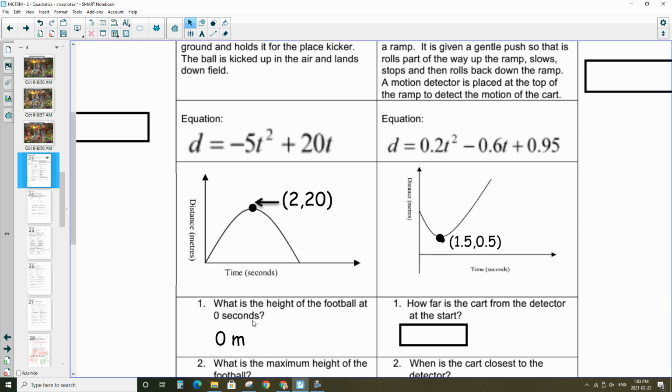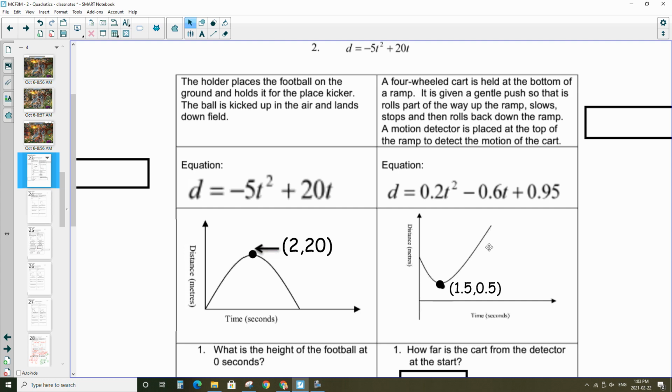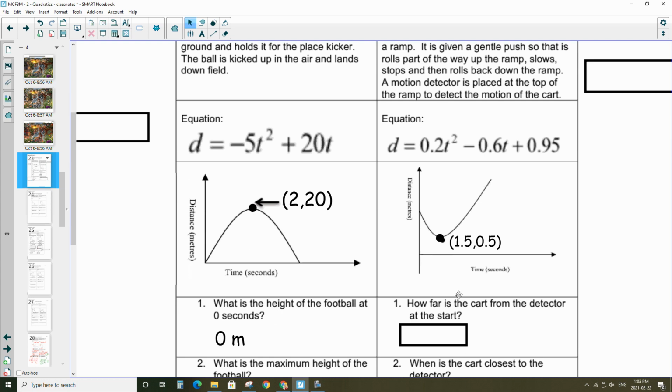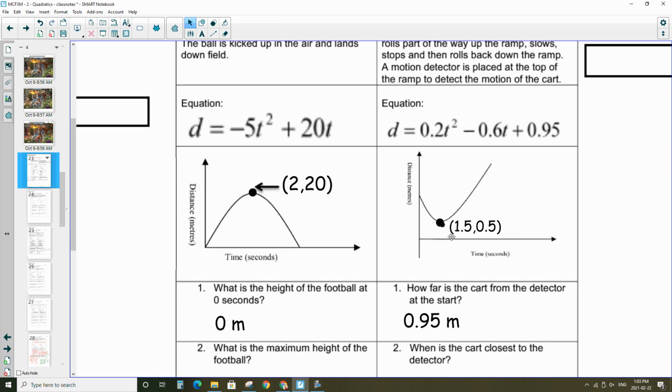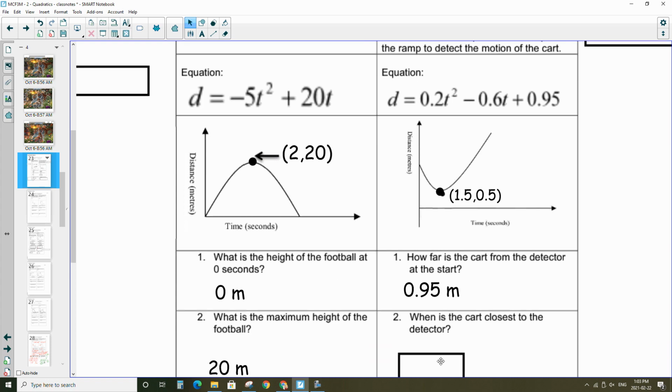Second column, so this is the cart question. How far is the cart from the detector at the start? So at the start, at time 0, what is this distance here? And we said that was the y-intercept, so 0.95 meters. When is the cart closest to the detector? So the detector is down here, so it's the closest after 1.5 seconds, and the distance is 0.5 meters. Watch for the keywords. It says when, so we're looking for time here. That would be 1.5 seconds.